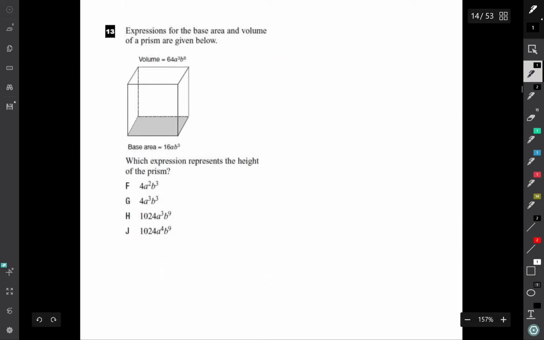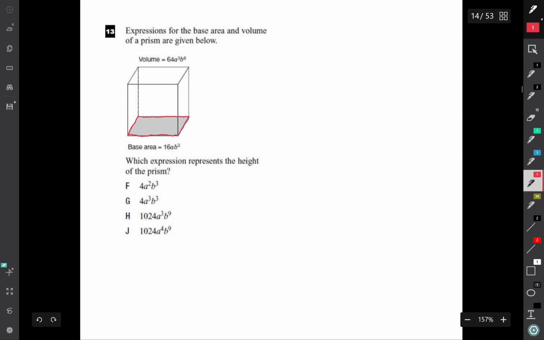All right, some more exponent law problems here. Expressions for the base area and the volume of a prism are given below. Okay, we haven't talked about base area. Let me just explain quickly what that means. When they say base area, when you have a rectangular prism, one of the surfaces is going to be touching the ground.